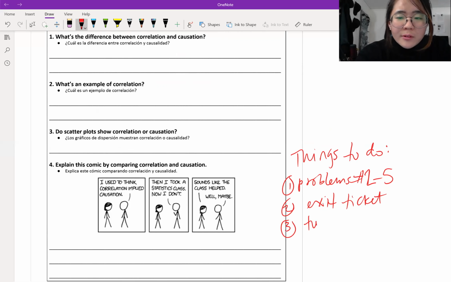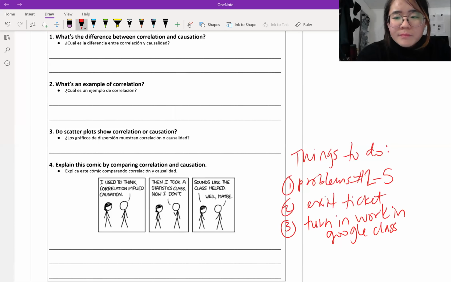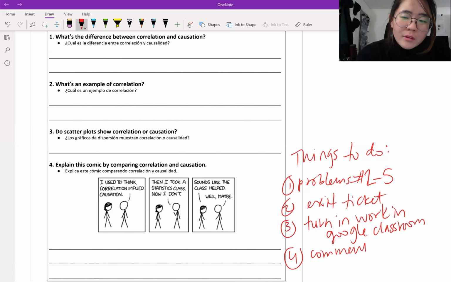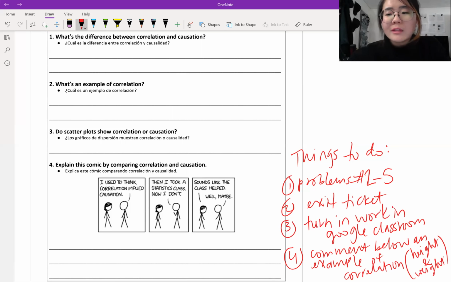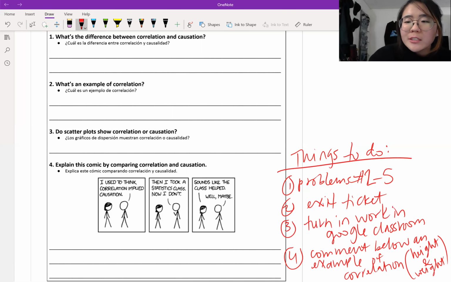3, turn in your work. You can turn in work in Google Classroom. Message me if you have trouble doing this. And 4, comment below an example of correlation, your own example of something that's correlation. So for example, one example is height and weight. That's one example of something having correlation. So make sure you do these things.